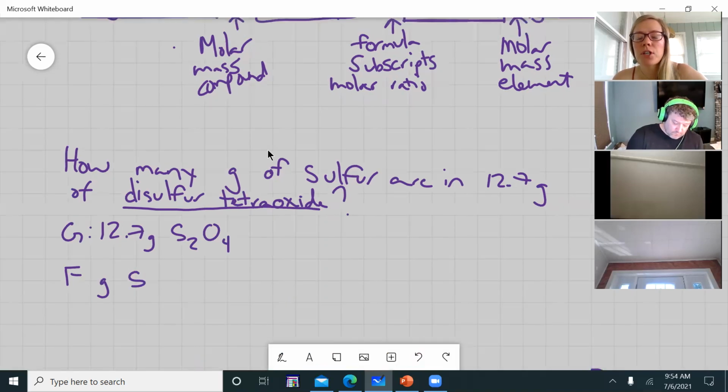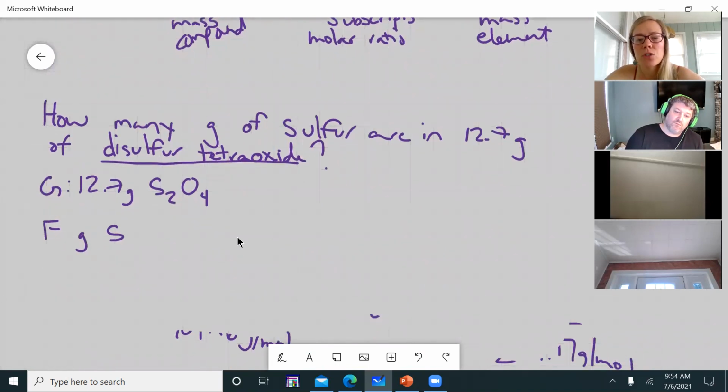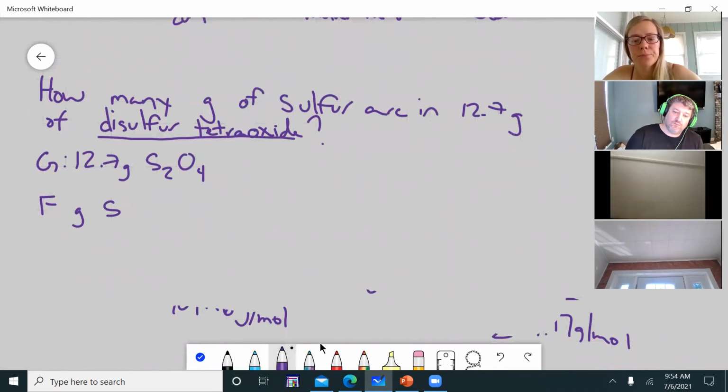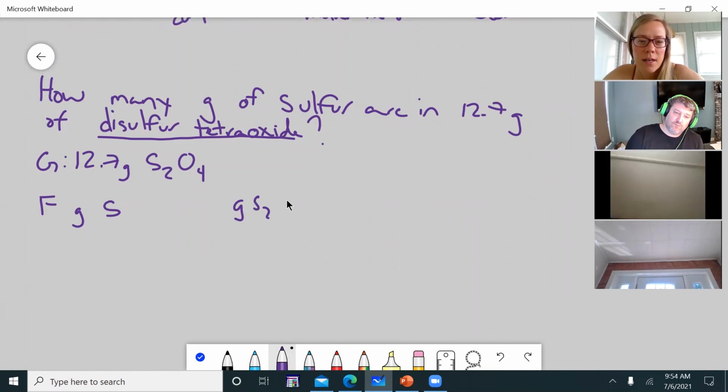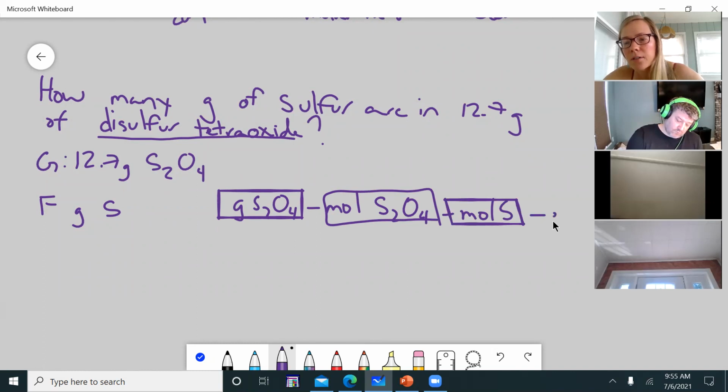So this general flow chart that we have here is what we're going to follow. Grams of compound into moles of compound into moles of element back into grams of element. And I'm going to even customize that so that it applies just to this problem. So we're going to go specifically from grams of the disulfur tetraoxide into moles of the disulfur tetraoxide. Then from that, we're going to go to moles of sulfur. And then from moles of sulfur, we're going to go to grams of sulfur.